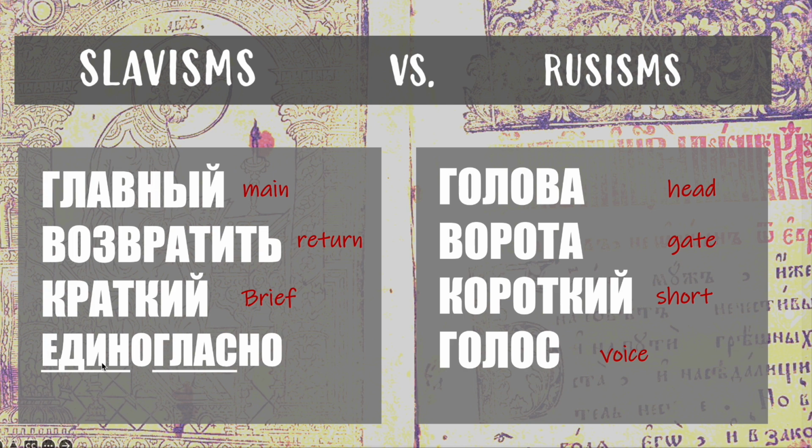If you see един, meaning one, that's a Slavism. Один is the Russism and един is the Slavism. And then we have the Slavism right here with the crunched vowels. And this word translates as unanimously. So one voice, one voice.